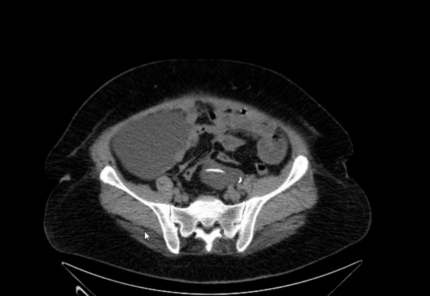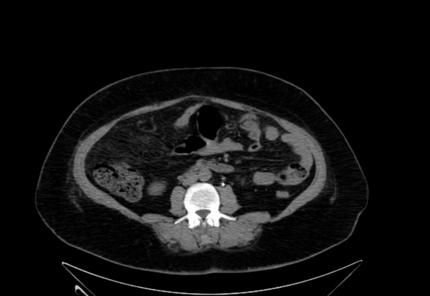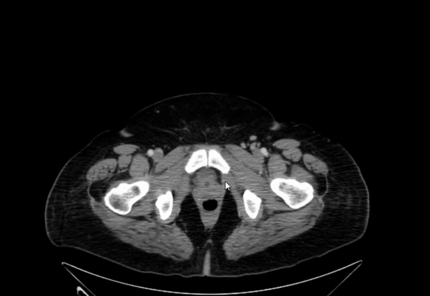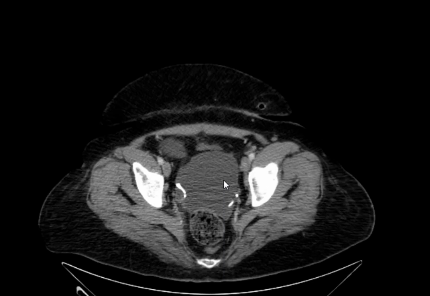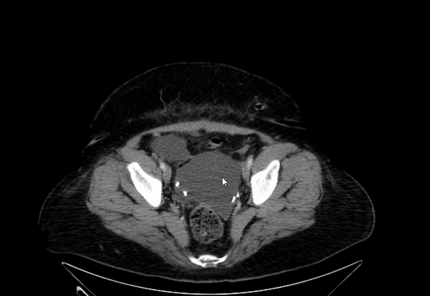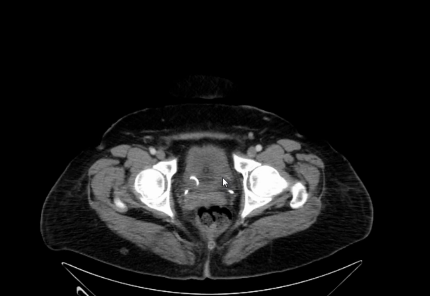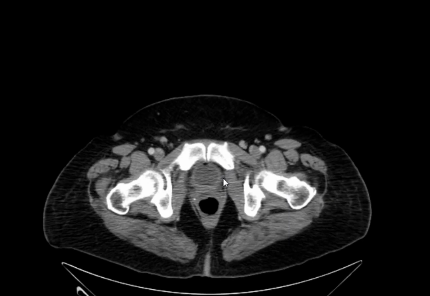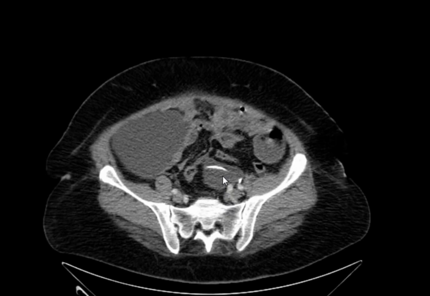A DJ catheter is present on the left side. Double J catheter is seen on the left side. Is it in good position or bad position? I think there's another DJ catheter present on the right side, but it's not in a good position, while on the left side it's in a good position.